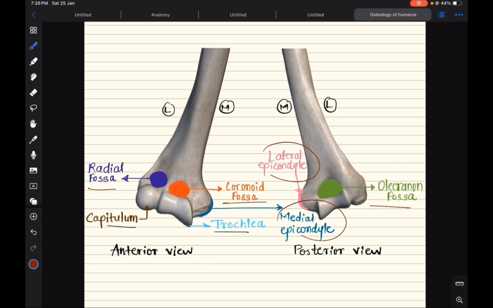Then comes the radial fossa. The radial fossa is a very shallow depression on the anterior surface of the lower end above. It receives the margin of the head of the radius in full flexion of the elbow. Lastly, about the olecranon fossa. The olecranon fossa is a deep depression on the posterior surface of the lower end just above the trochlea and it lodges the olecranon of the ulna when the elbow is fully extended.